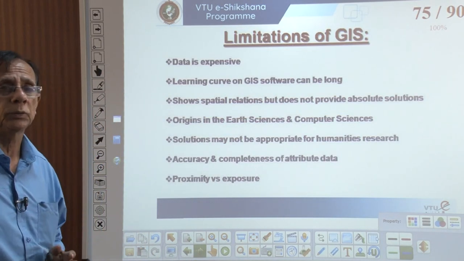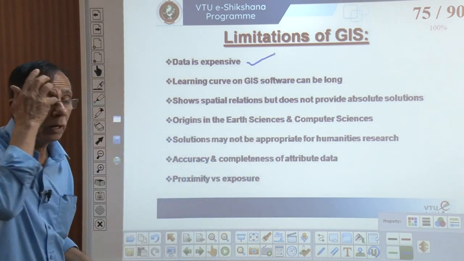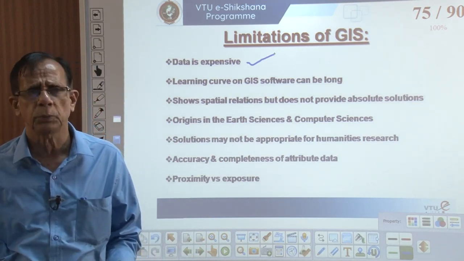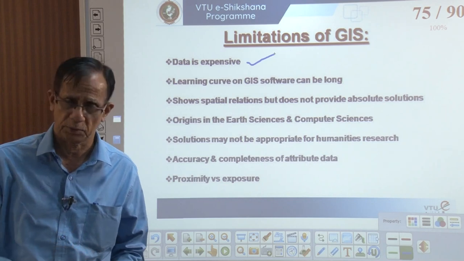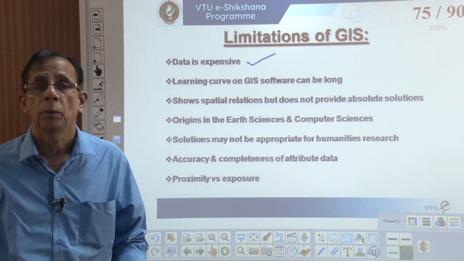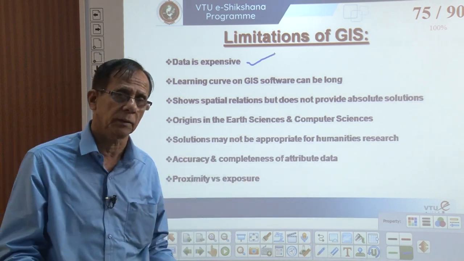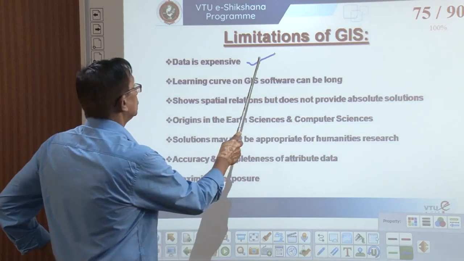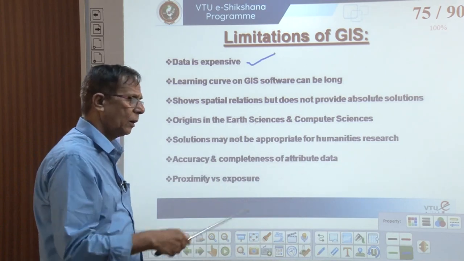But GIS do have some limitations. What are those? Data is expensive. I have to use some map or satellite image or topo sheet. Geospatial data is costly. I have to have a GIS first, a software I have to have, and hardware to process too, because software understands digital data. I have to convert my map into digital data so that they understand GIS. Therefore, I have to have those components, that is hardware, software, and ground data, all those things.